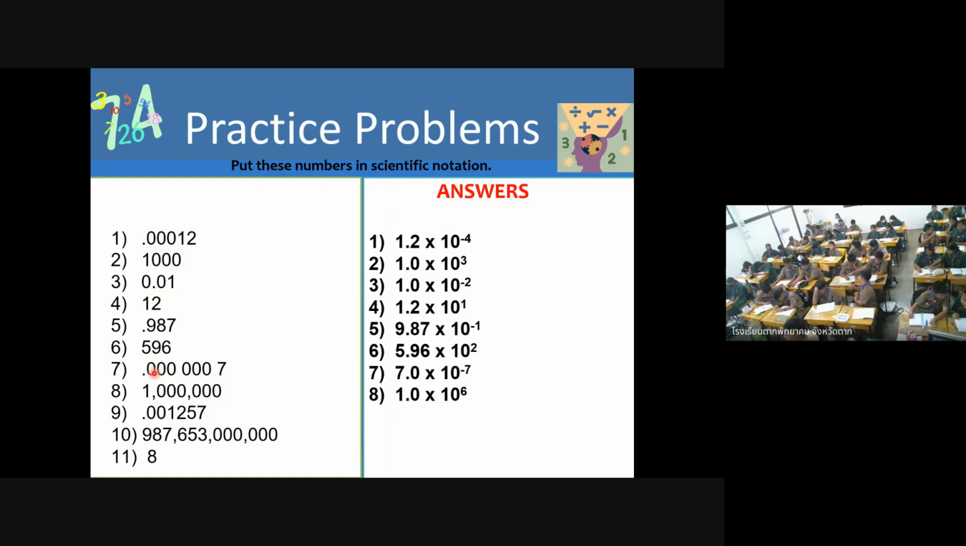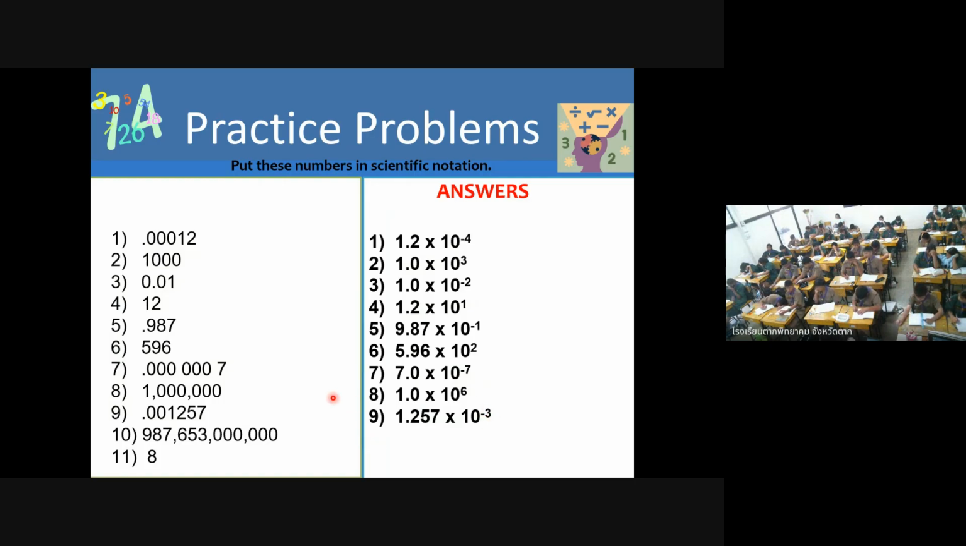Next, number 9, 0.001257. What is it in scientific notation? Hey, everyone, what's the answer? That's 1.257 times 10 to the power of negative 3. Again, 1, 2, 3. From left going to the right, the exponent is negative. So we have here negative 3.